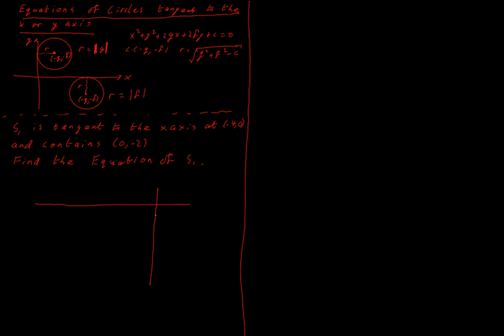So we must be dealing with a situation where we're crossing through the point (0, -2). So we're crossing through that point and we're tangent at (-4, 0). 1, 2, 3, 4. So we're tangent at this point and we cross through this point. So I can immediately see I've got quite a large circle.